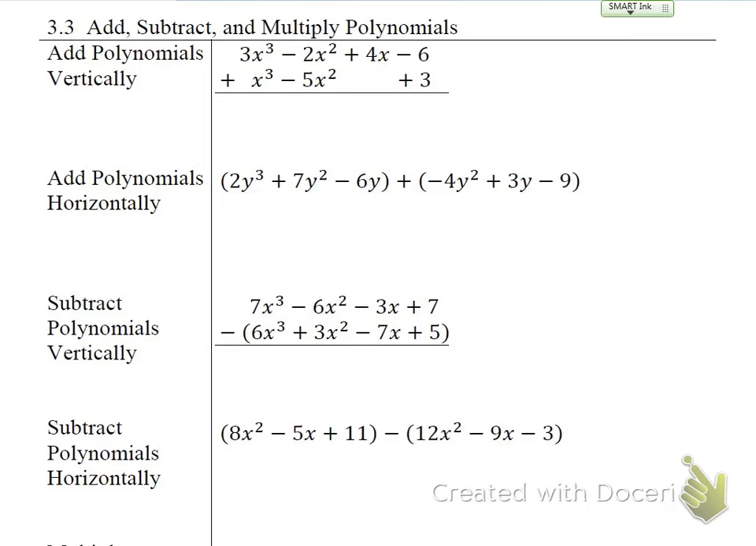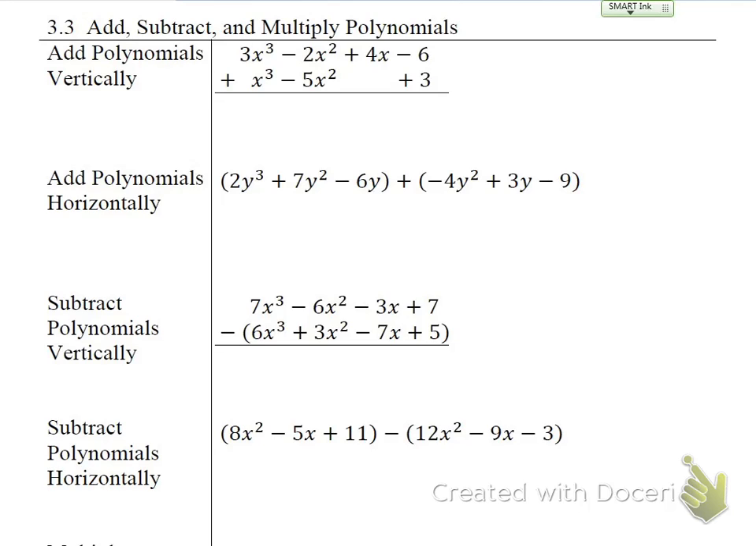Okay, guys, so for 3.3, we are adding, subtracting, and multiplying polynomials. Poly means what? Many. So polynomials means that there are many terms in that expression, okay? So we're first going to look at adding and subtracting, and I'm going to show you two different ways to do each one, okay? And you can choose whichever way you are more comfortable with.